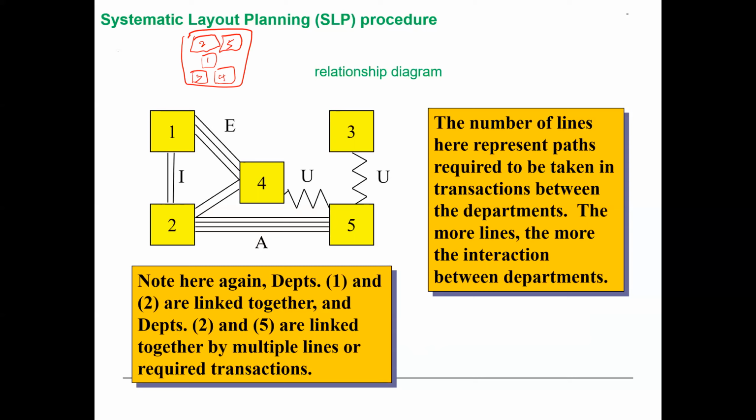So that's the idea. You have the arrows representing the strength of the connections or the limitations of the locations of these departments, and you want to use that when you are moving these departments around to fit a specified area. So the number of lines here represent paths required to be taken in transactions between the departments. The more lines, the more interaction between the departments.